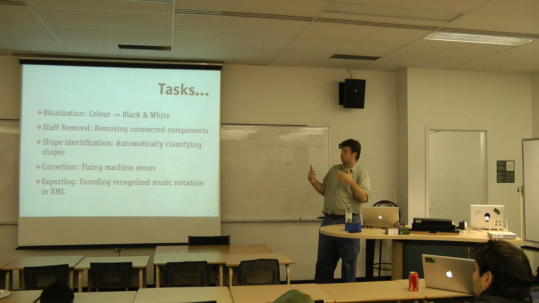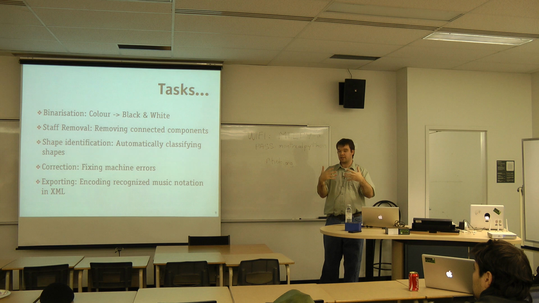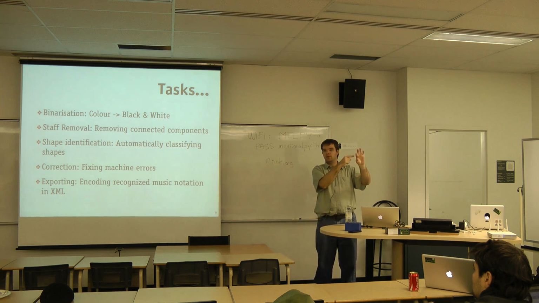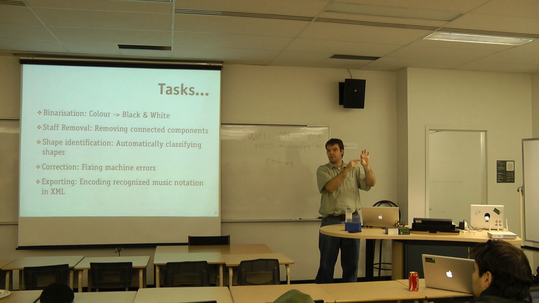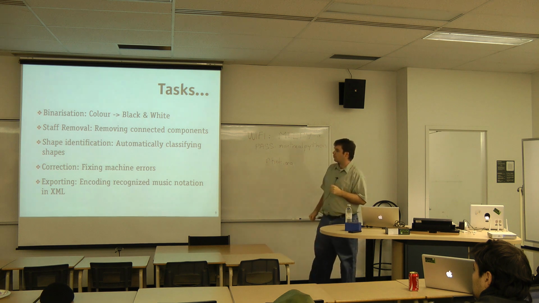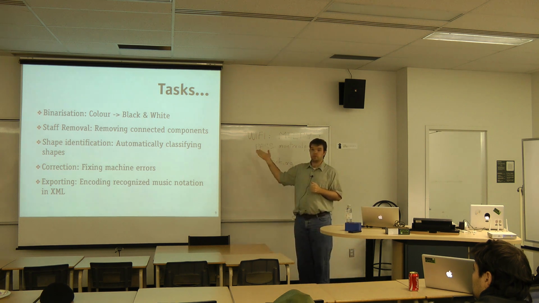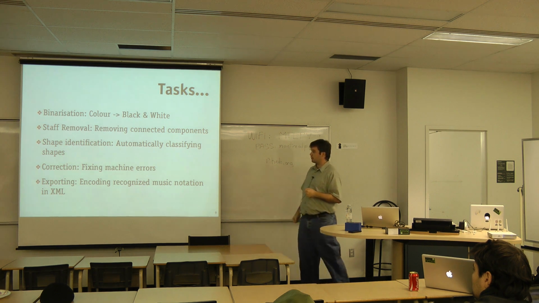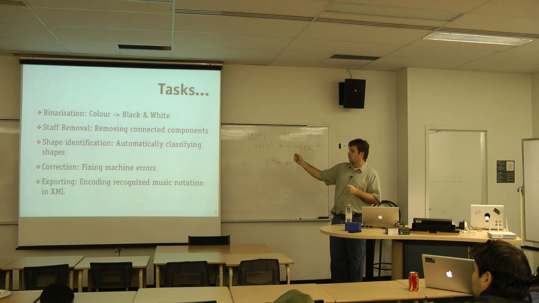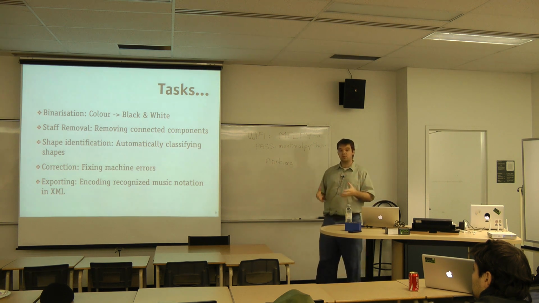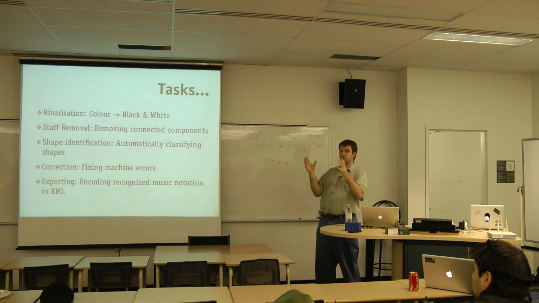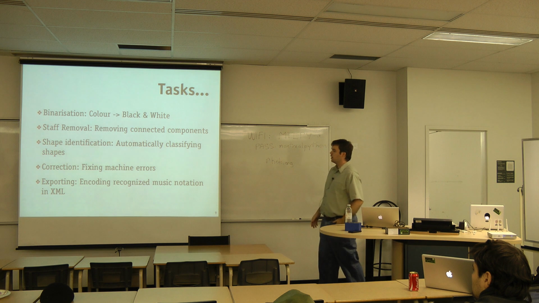Why? Because we're doing what's called connected component analysis, where we look for shapes based on the pixels that are connected together as black pixels, we have to remove any lines that connect things. So we have to do some analysis there. We have to do shape identification. So we have to teach a computer what a shape means. We have to say, this is what this shape means versus this is what this shape means.